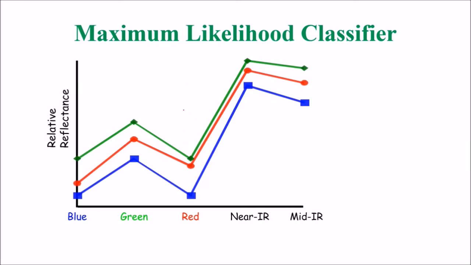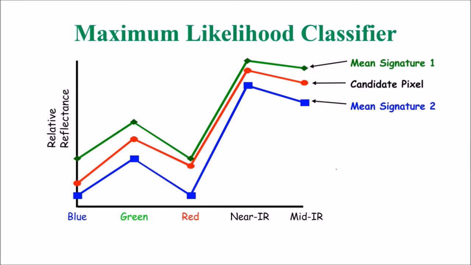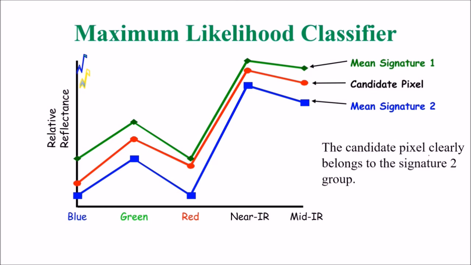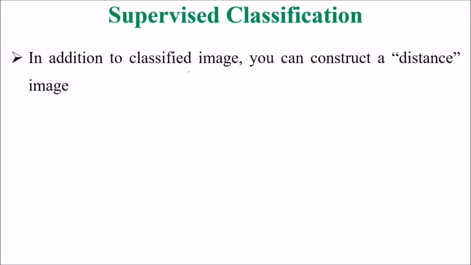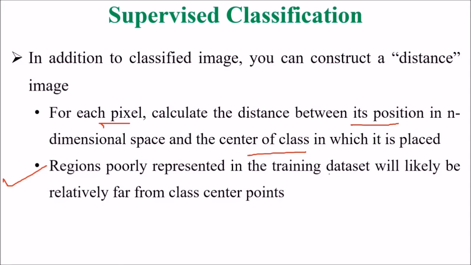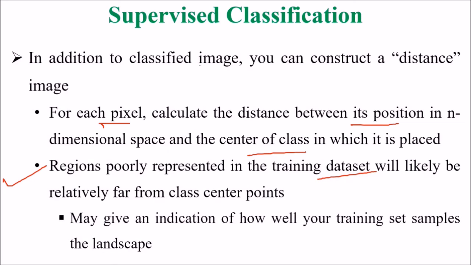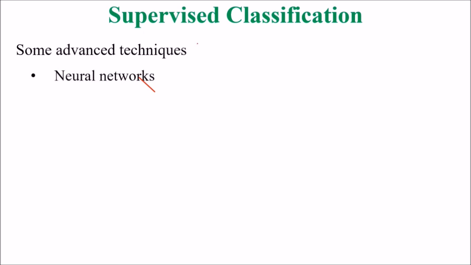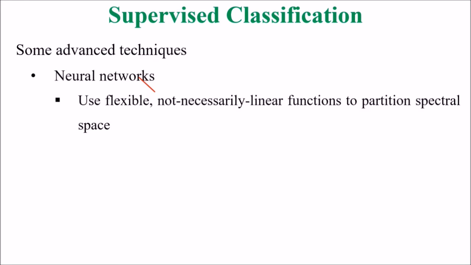So in the maximum likelihood classifier, say if we have this candidate pixel, the candidate pixel clearly belongs to this second group. That is why the maximum likelihood is taken. In addition to classifying the image, you can construct a distance image. For each pixel, we calculate the distance between its position in n-dimensional space and the center of the class in which it is placed. And regions poorly represented in the training data set are likely to be relatively far from the class center points. This may give an indication of how well you have trained the samples of the landscape.